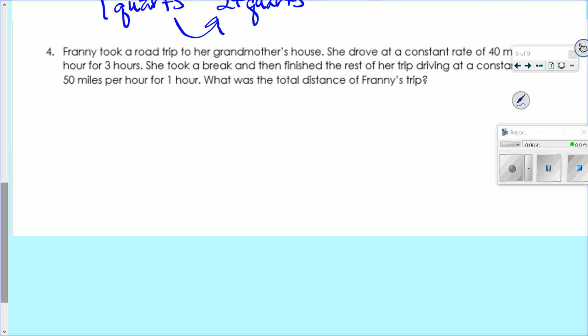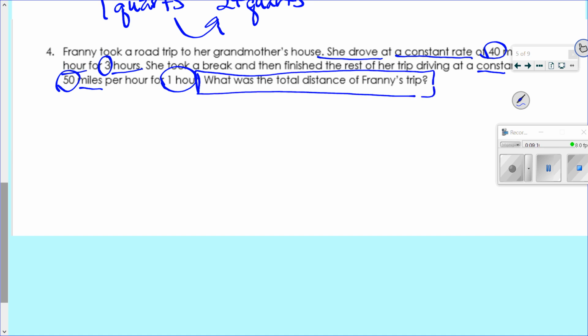Okay, Franny took a road trip to her grandmother's house. She drove at a constant rate of 40 miles per hour for 3 hours. She took a break and then finished the rest of her trip driving at a constant rate of 50 miles per hour for only 1 hour. What was the total distance of Franny's trip?